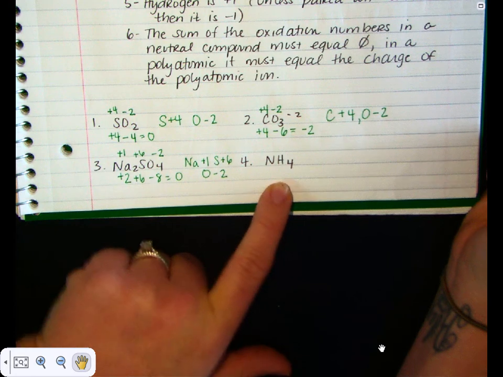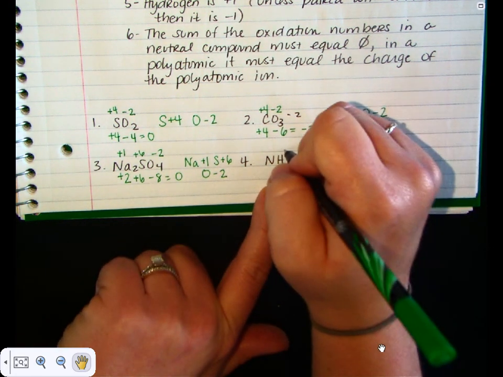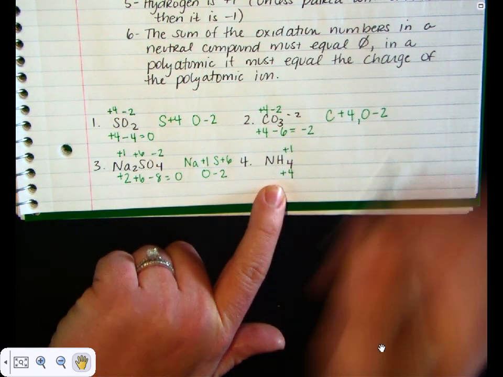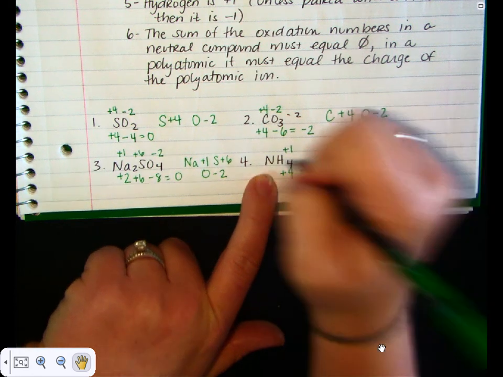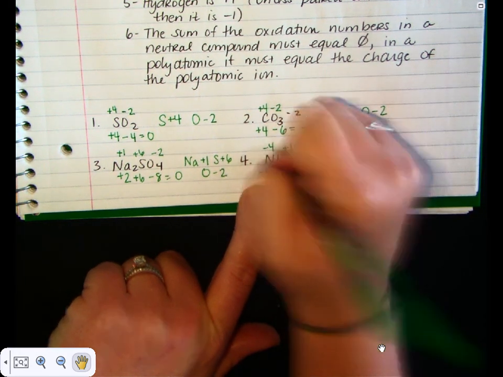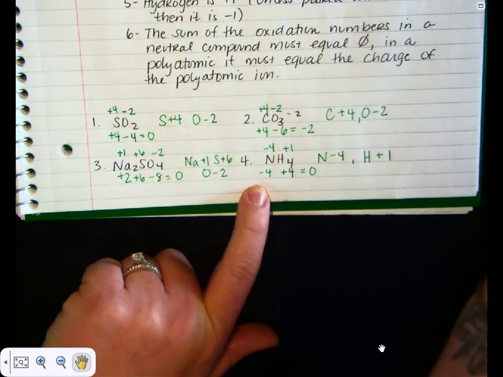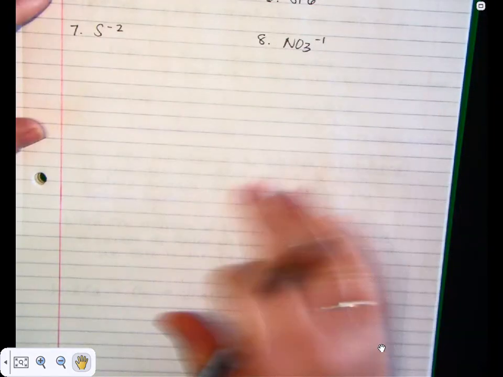All right. For the NH4, we've got hydrogen, which is +1, so +4. And for this to equal 0, what does the nitrogen have to be? It's going to have to be -4. So N -4, H +1. All right, we'll do a couple more examples of these, and then we will move on to our next topic.